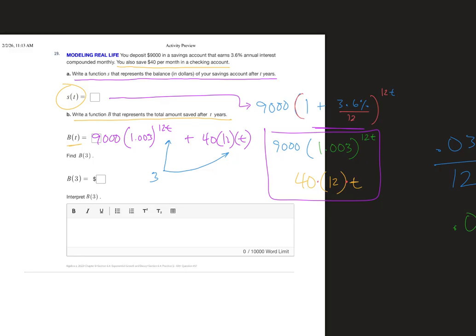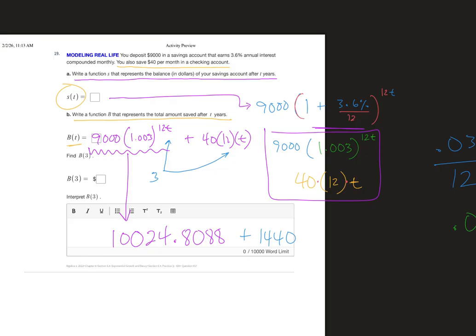And just for fun, I'm going to pause and give you that this part right here, this part after 3 years is $10,024.81. If we're going to get nitty gritty here, it's that exactly. And then the other part is 40 times 12. 40 times 12 times 3 is 1440. So plus 1440. And does it tell us what we should round to?